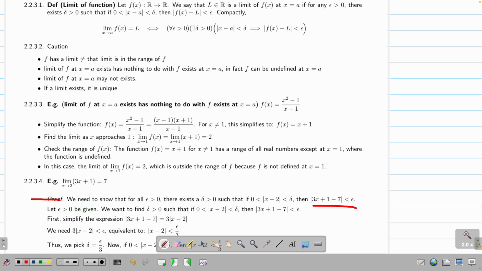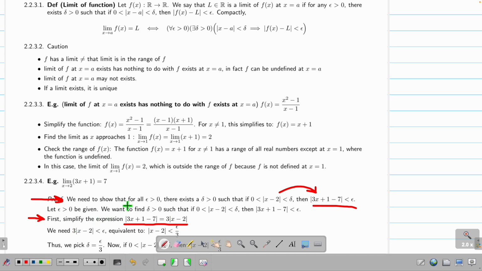So this first line is that we need to prove for all epsilon larger than 0, there exists a delta larger than 0 such that if this is true, then this is true. So I want to prove this from here. What is this? |3x plus 1 minus 7|. I can just simplify the math, right? Plus 1 minus 7 means minus 6. So I have 3x minus 6. I can take out the 3, right? So this is just simplifying an absolute value expression.